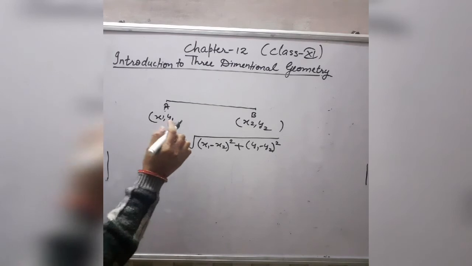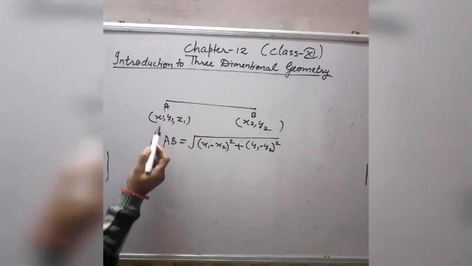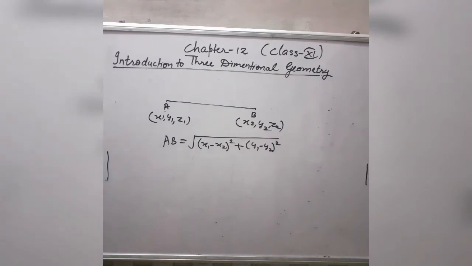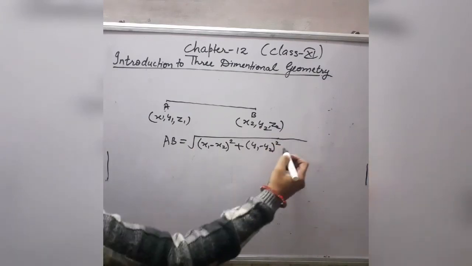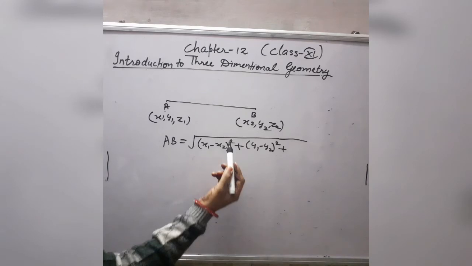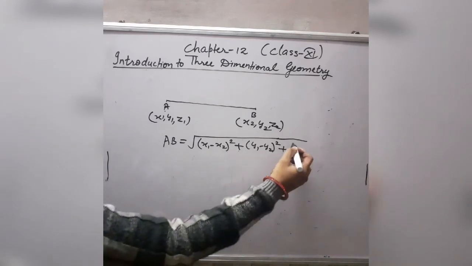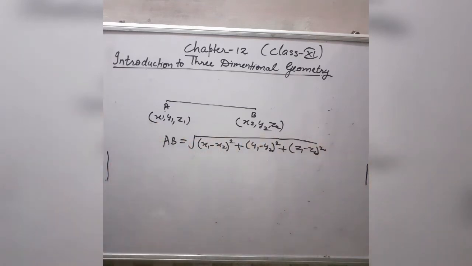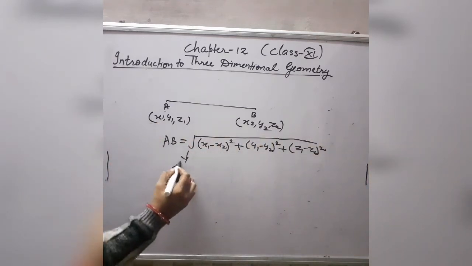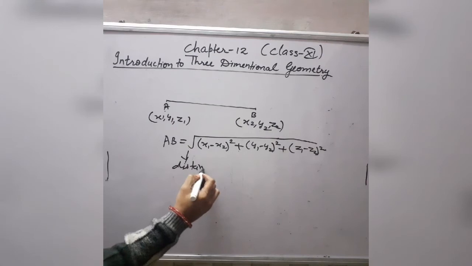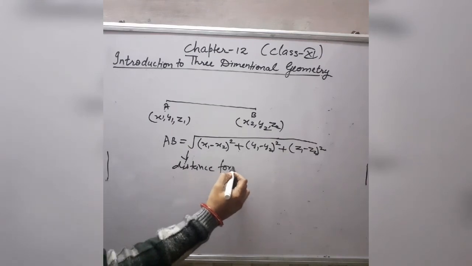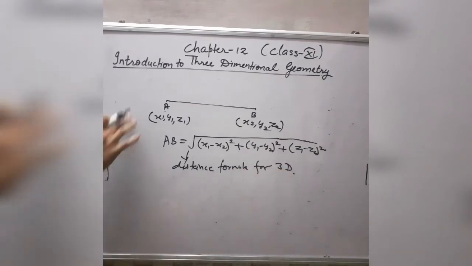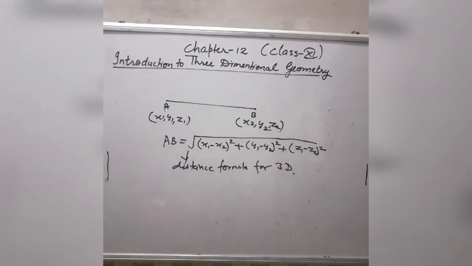Now in 3 dimension, let us suppose coordinates of point A are x1, y1, z1 and coordinates of point B are x2, y2, z2. Then this distance will be the square root of (x1 minus x2) square plus (y1 minus y2) square plus (z1 minus z2) square. So this is the distance formula for 3 dimension. So we will use this formula in this exercise.